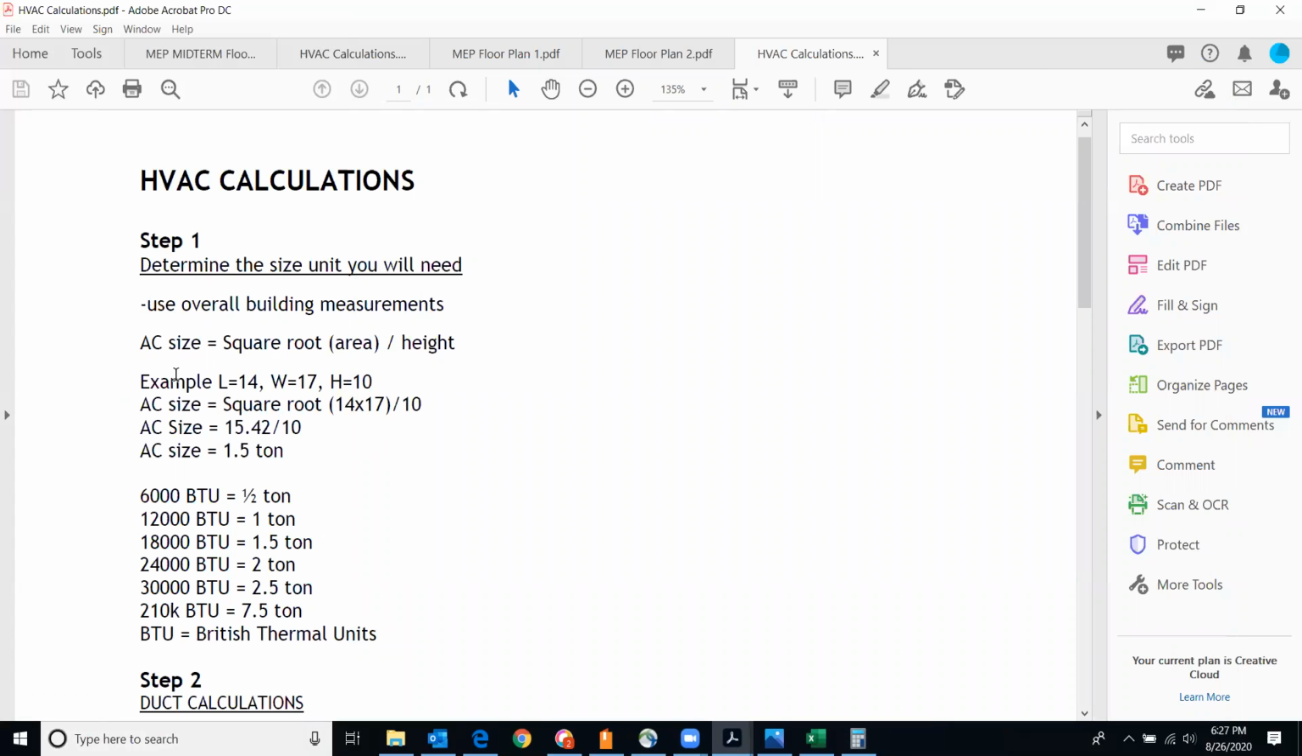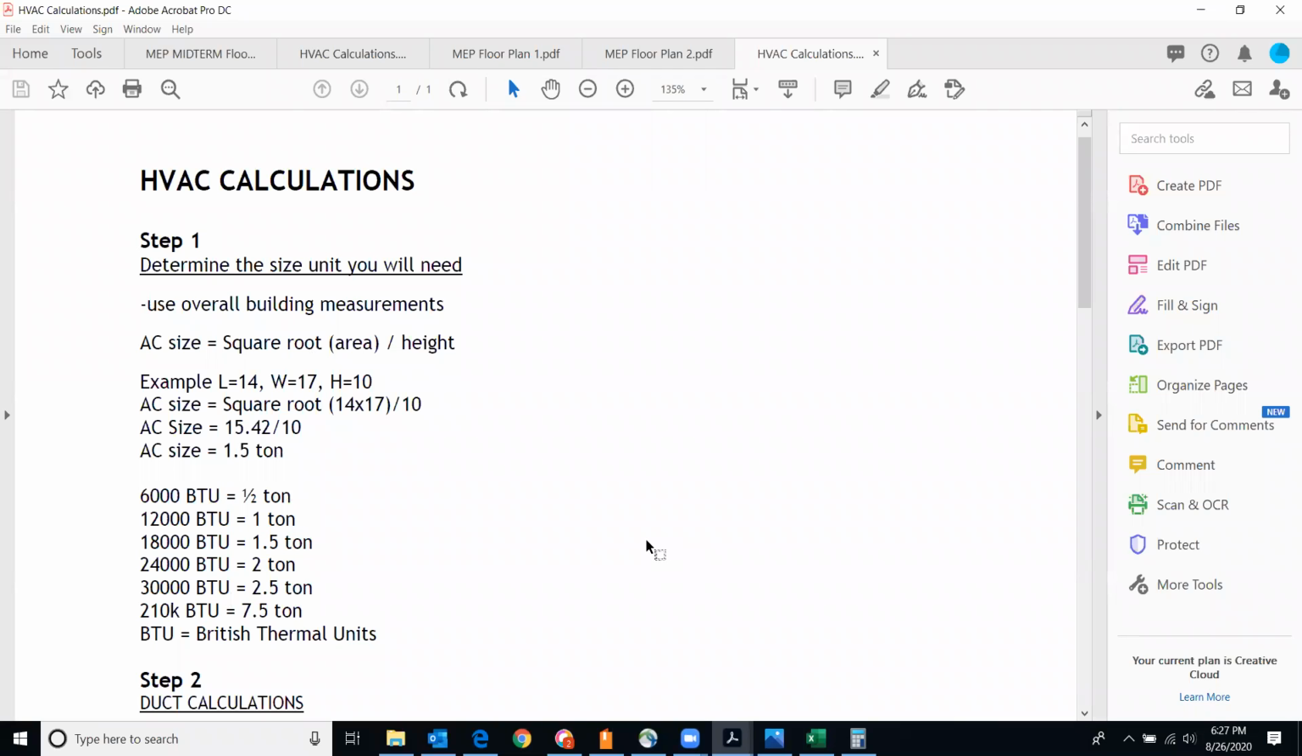So use this very simple calculation to get your ton size. And that is also translated, I have over here what that equals as BTUs. BTUs means British thermal units. So just for this very small room, which is a 14 by 17 room with a height of 10 foot ceilings, you need a 1.5 ton air conditioning unit, which gives us 18,000 BTUs.